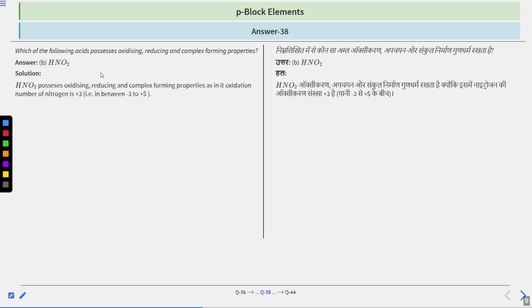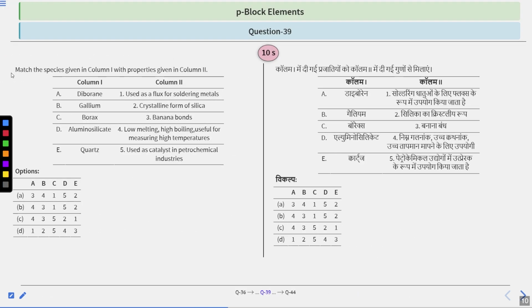Okay, let's move on to the next question. Question number 39. Match the species given in column 1 with the properties given in column 2. So we have a table here in which we have two columns, column 1 and column 2. In column 1, we have some species like diborane, gallium, borax, aluminosilicate, and quartz.